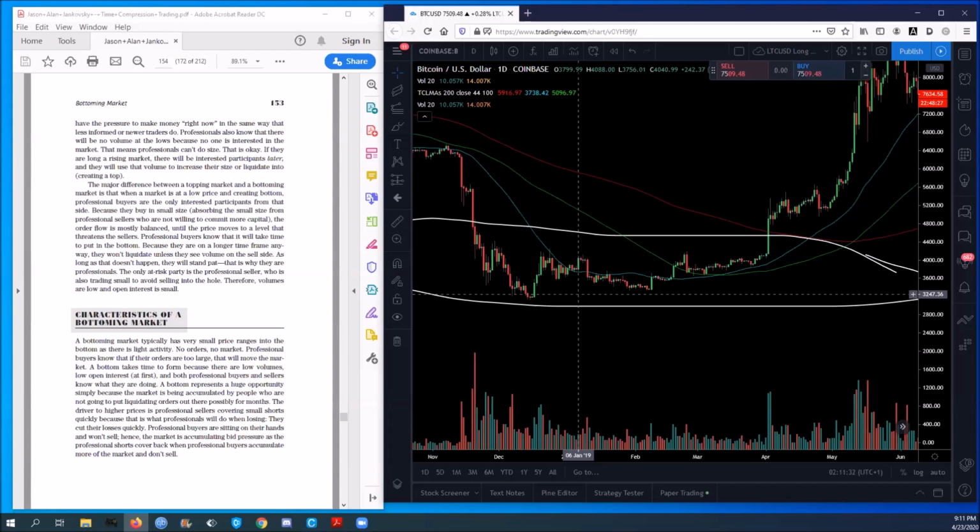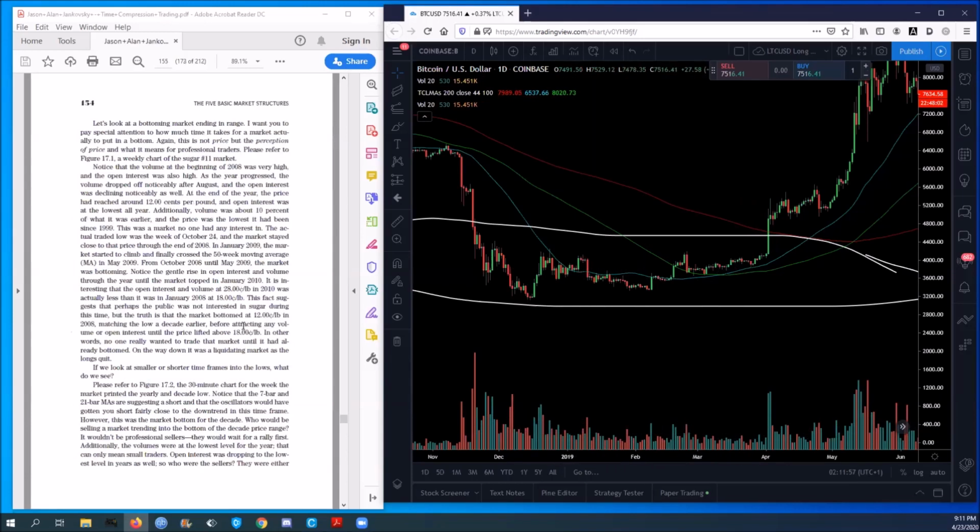The drive to higher prices is professional sellers covering small shorts quickly, because that's what professional sellers will do when losing. They cut their losses quickly. So the market is accumulating bid pressure as the professional shorts cover back when buyers accumulate more of the market and don't sell. Did we see a lot of buying and no selling taking place in here? I mean, it looks pretty even. There's a couple of buying spikes, couple of selling spikes.